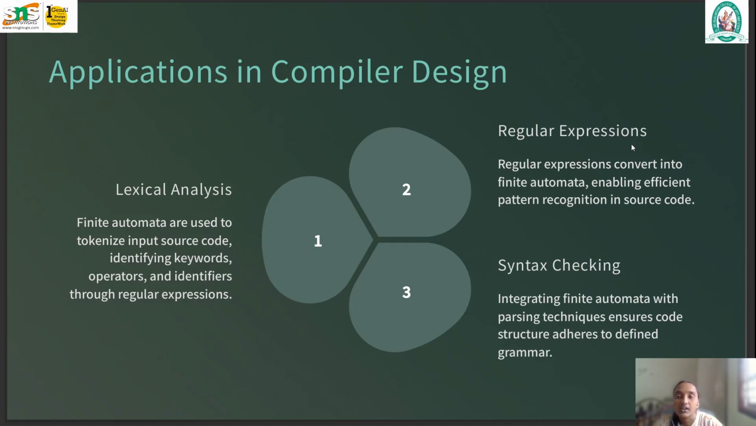The second one, regular expressions. A regular expression is converted to finite automata, and finite automata can be converted to a regular expression. The main purpose is pattern recognition. The third application is syntax checking, where we check whether it is true or false. That is called syntax checking. Integrating finite automata with parsing techniques ensures code structure adheres to the defined grammar.